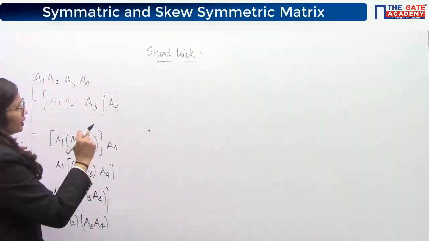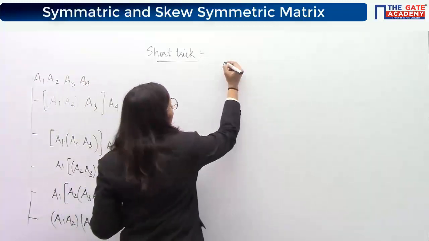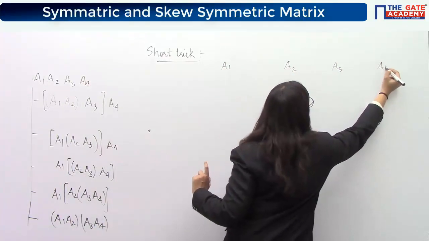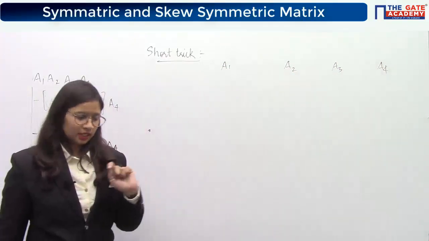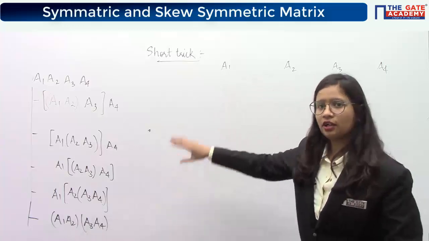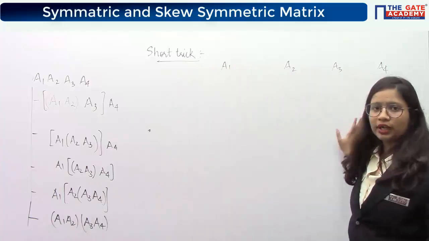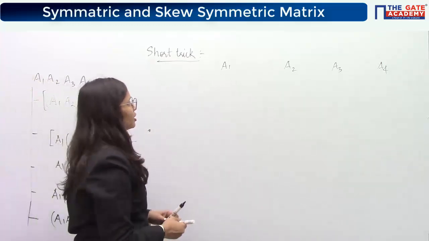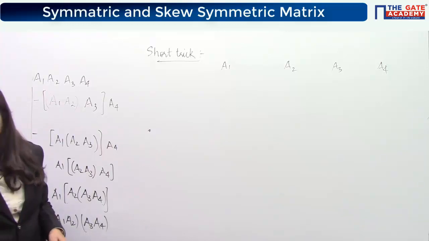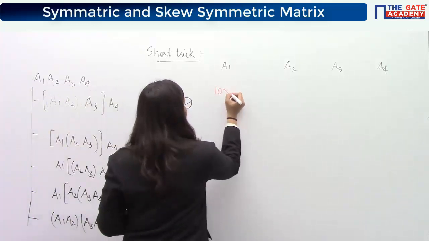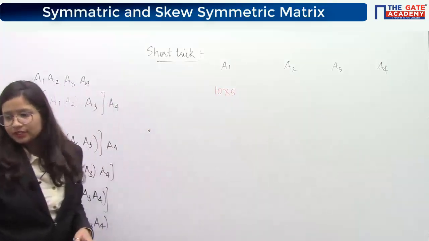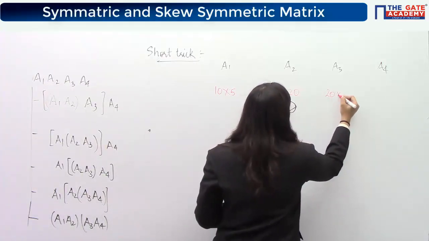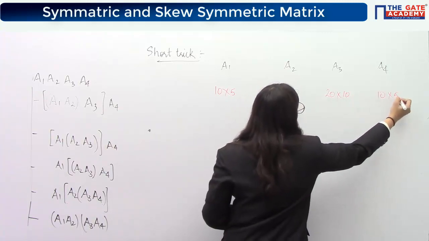The first step in this trick is to write down the matrices in the same order as the multiplication required. So we require the multiplication of 1, 2, 3 and 4. So I have written down the matrices like this, 1, 2, 3 and 4, and below all these matrices write down their orders. So referring to the question, the order of A1 is given as 10 cross 5. The order of A2 is given as 5 cross 20. Then it is 20 cross 10 and then 10 cross 5.